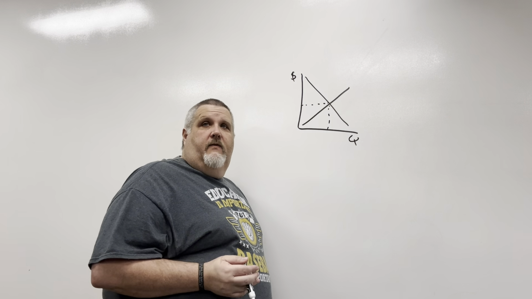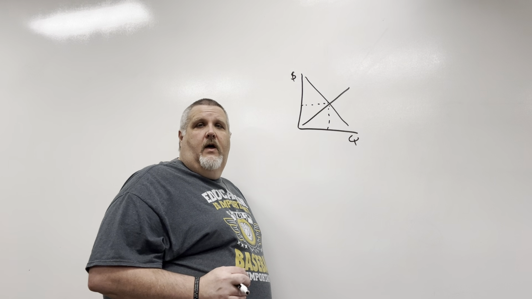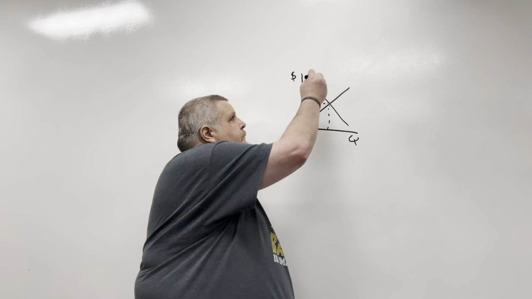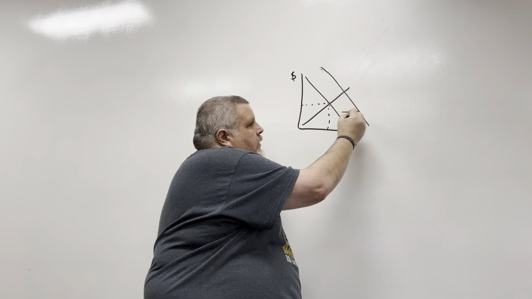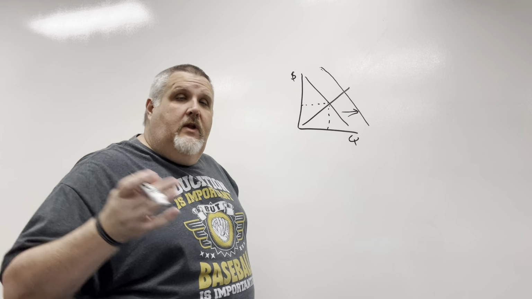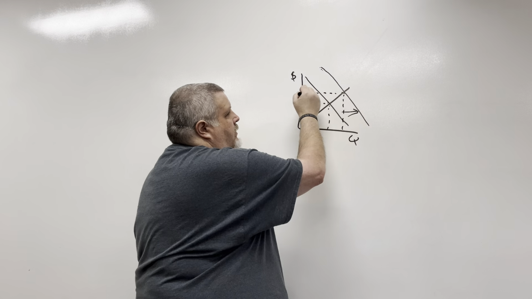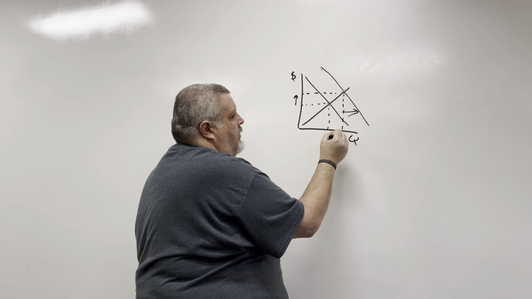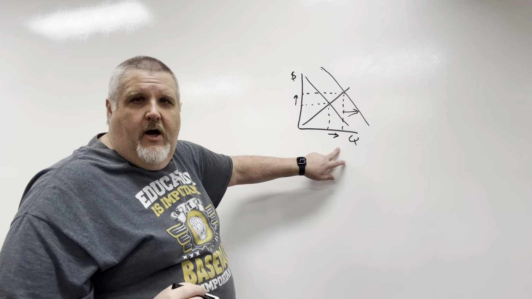Well, let's say all of a sudden our demand has shifted to the right. Incomes have gone up, right? So we have this new demand curve. Well, now we have a new equilibrium as well. And so what we can see is our price has gone up and our quantity has gone up, okay?